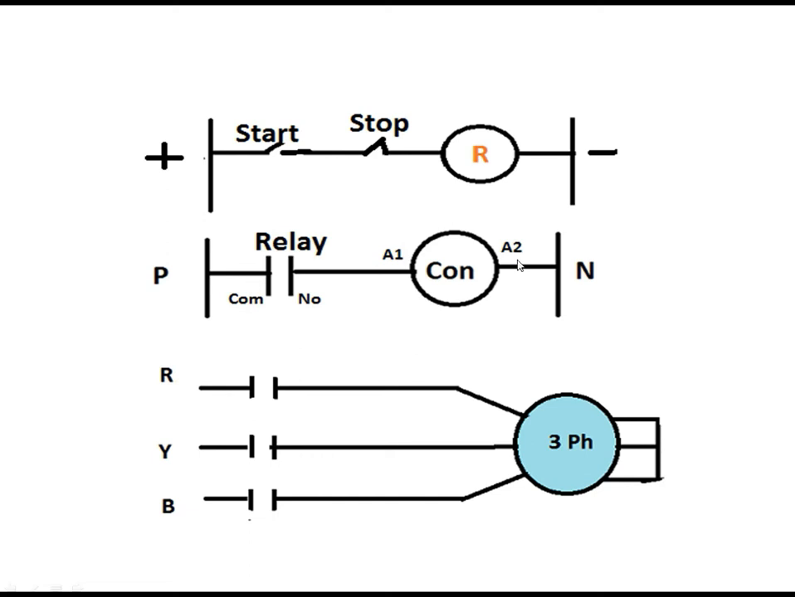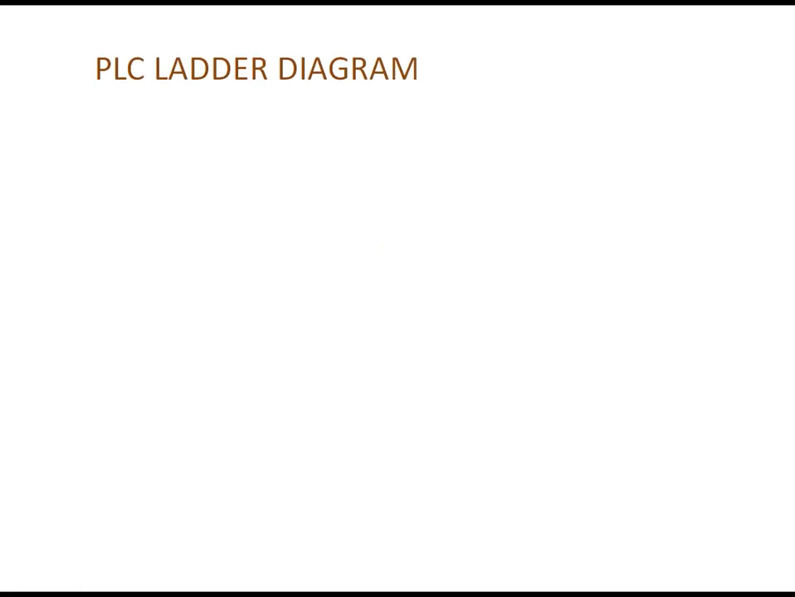Now you may have one doubt: for RYB we have three phases. We take these three phases from the auto transformer or any other lines. You can take the RYB phases directly to the contactor. See here guys, the PLC ladder diagram.